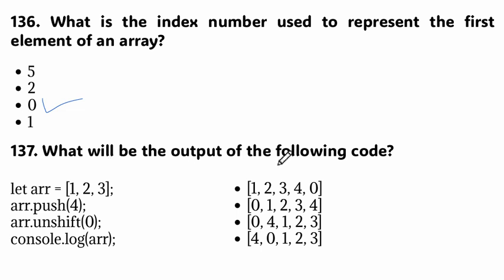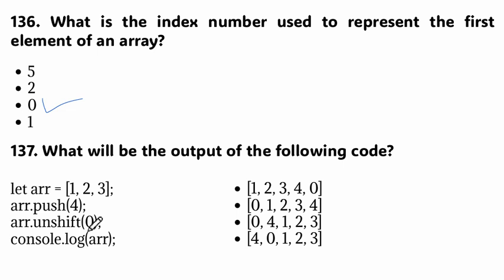Another question, what will be the output of the following code? Here we have been given an array. You can see there is an array declared with 3 items inside, 1, 2 and 3. Here we have array dot push 4. Push is used to add the item at the end of the array, so 4 will be pushed at the end, which will become 1, 2, 3 and 4. And in the third line, you can see we have used the unshift operation, array dot unshift 0.